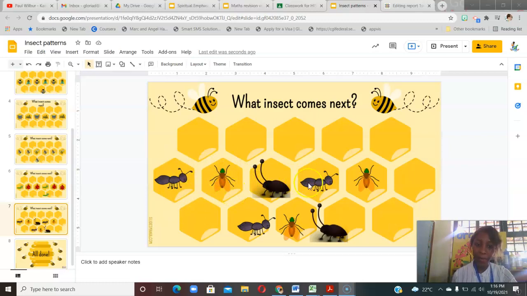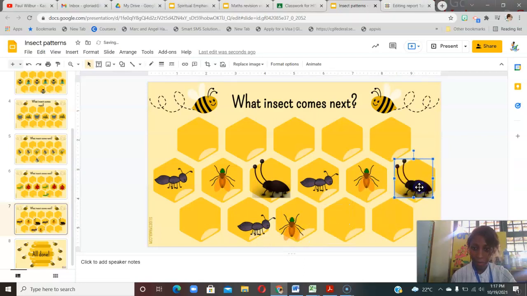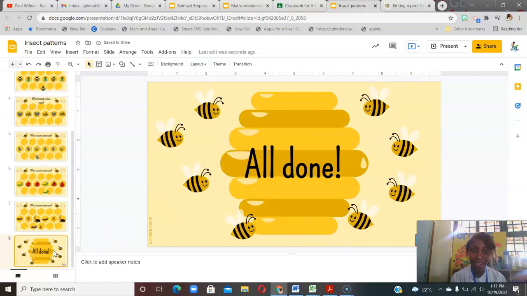Ant, fly, stink bug. Ant, fly, stink bug. Ant, fly, stink bug. Ant, fly, stink bug. Ant, fly. What comes next? The ant, the fly, or the stink bug? There you go. Stink bug. And we are all done. Well done for working on patterns.